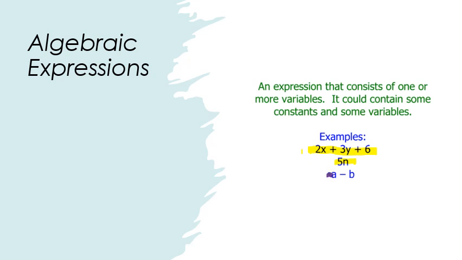Then I can have just variable terms in my expression. So a minus b, which I would rewrite as a plus negative b. So the terms are a and negative b.